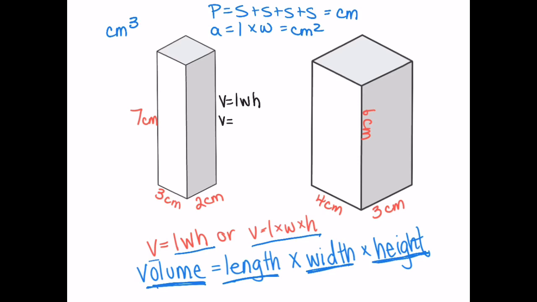So volume equals, what is the length? We could go with 3 times 2 times, and what is the height? The height is right here, and that is 7. So I know that 3 times 2 is 6, and 6 times 7 is 42 centimeters cubed, because we are counting in all of that space.